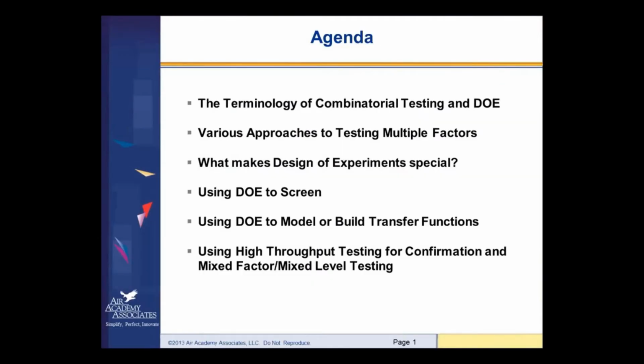Our agenda today, we'll cover 6 points. First of all, we're going to go over the terminology of combinatorial test and DOE. We'll look at various approaches to testing multiple factors. Another name for DOE out there in the marketplace is multivariate testing. So with the advent of Six Sigma and design for Six Sigma, that term MVT, multivariate testing, has kind of gone away, and design of experiments has kind of taken over. But we want to talk about multiple testing, multiple factor testing.